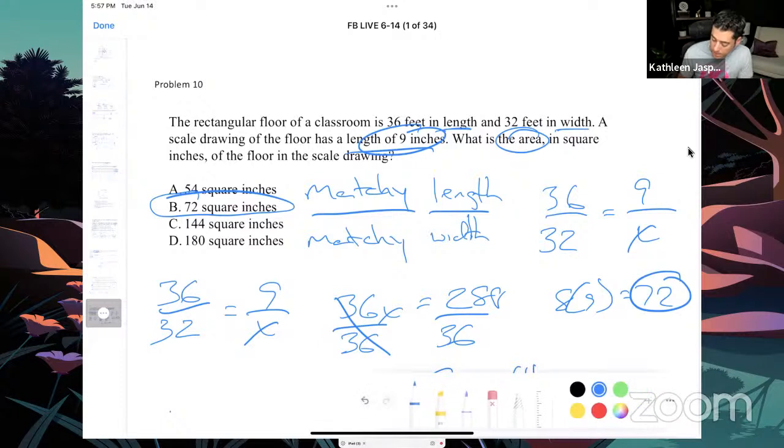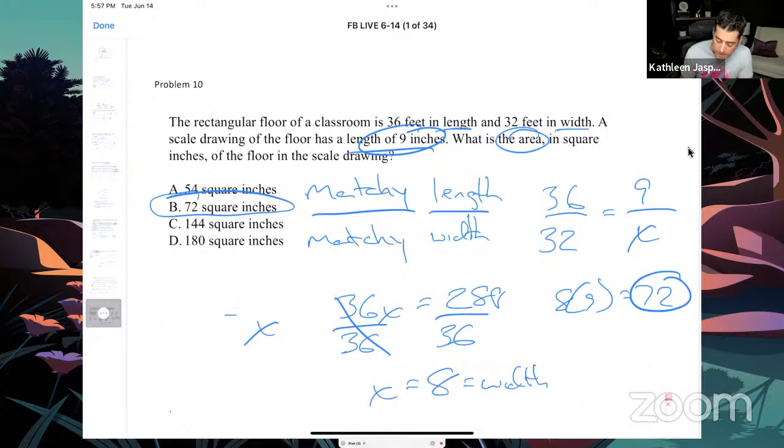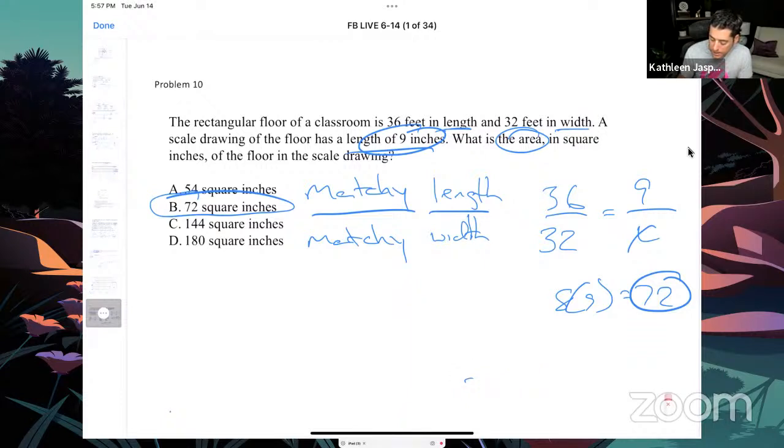Let me just show you a couple more ways to do that matchy. All right, for that, you could have done it another way, and I'll show you why it works.